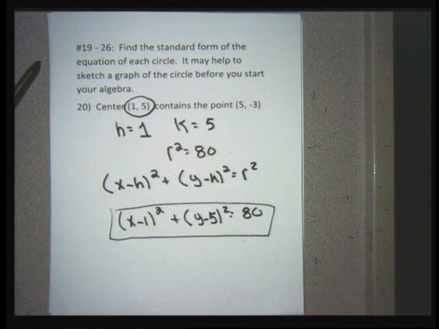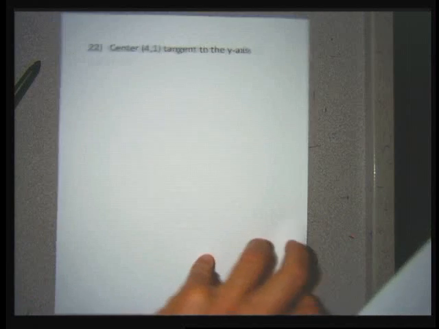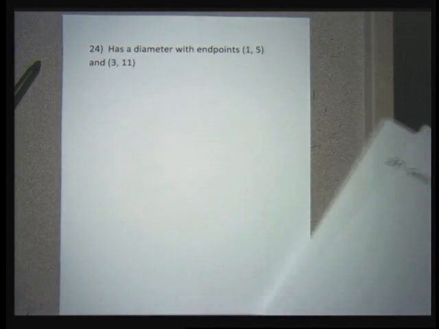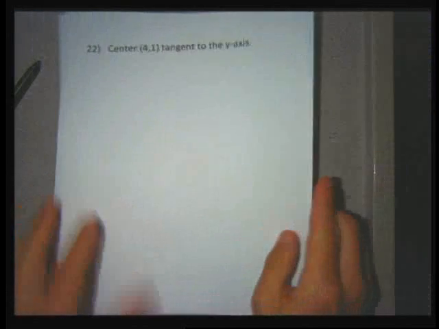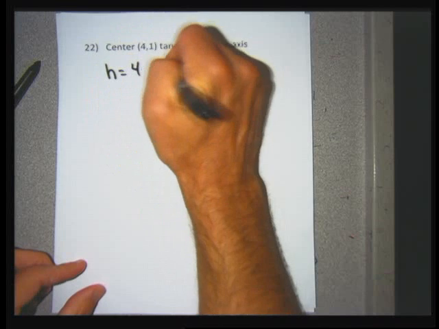Problem 22 should have the exact same feel, and then I think the problems get a little bit trickier. But none of them are going to be horrible, hopefully. So 22 gives me the center again, which is nice. If I give you a center, I tell you what the h is, and I tell you what the k is.